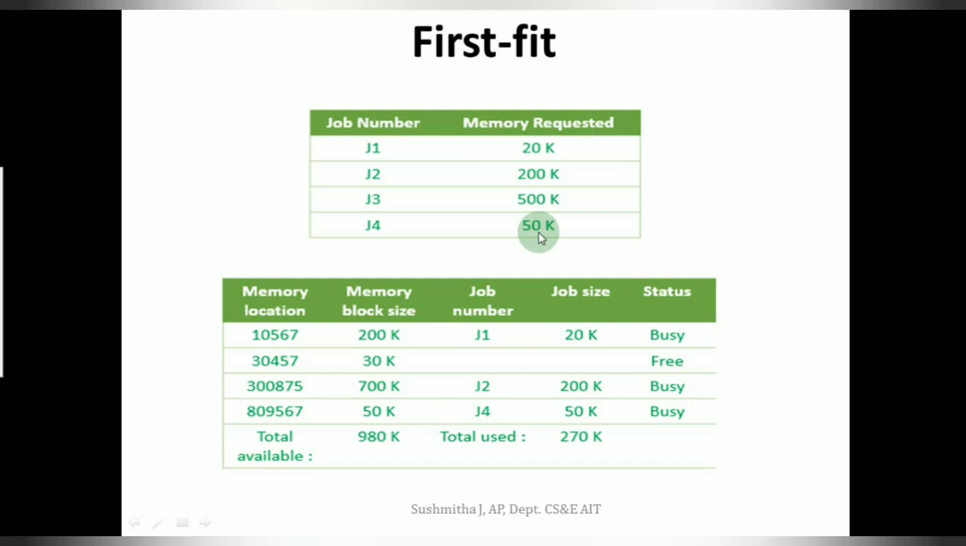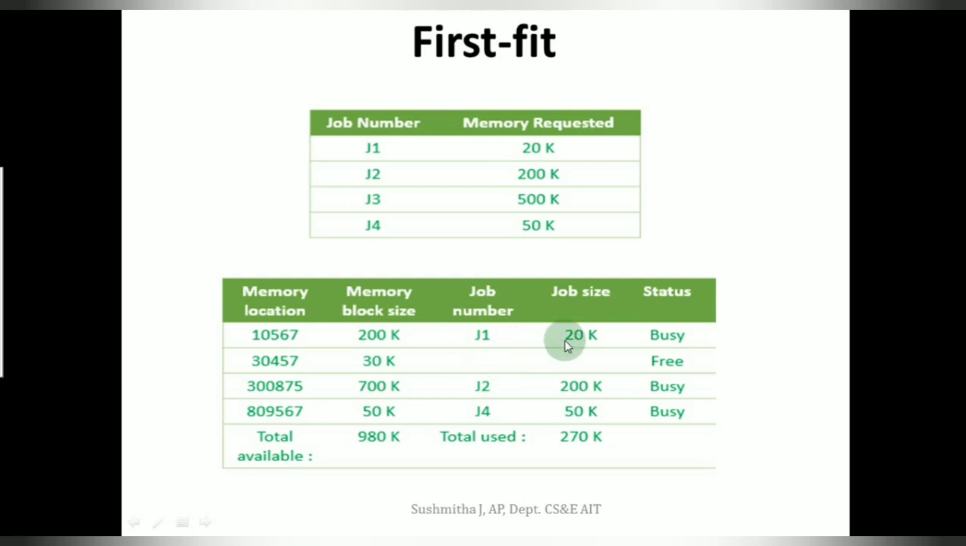Now what does first fit tell? It is going to allocate to the first available block. And what are the blocks that I have? What are the blocks or the holes? That is the more technical term. So I have 200 KB, 30 KB, 700 KB and 50 KB. Now job 1 is going to be allocated to the first free hole, that is 200 KB.